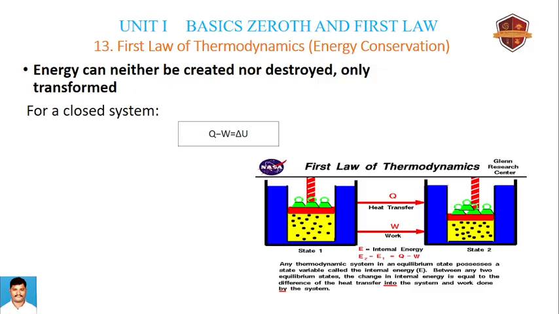Next slide is the first law of thermodynamics. This is energy conservation. Energy can neither be created nor destroyed, only transformed. For a closed system, the formula is Q minus W equal to delta U. Q means heat, W work done, delta U change in internal energy. Any thermodynamic system in an equilibrium state possesses a state variable called the internal energy. Between any two equilibrium states, the change in internal energy is equal to the difference of the heat transfer into the system and work done by the system.